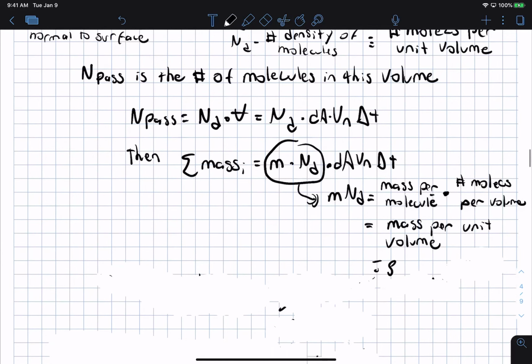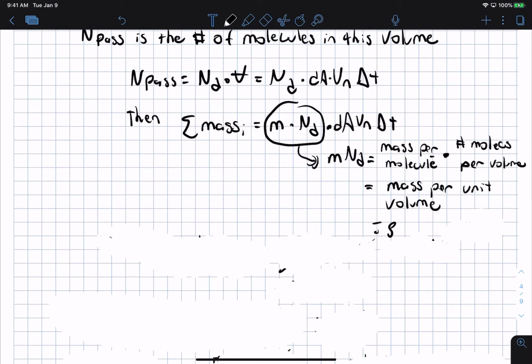Okay, so this parameter here is just rho. So now you're seeing a normal component of the velocity, a delta t, an A, and a rho. So you can see we're actually starting to get close to the formula that I scribbled on the iPad earlier. Okay, so now let's stick this back into our formula for m dot.